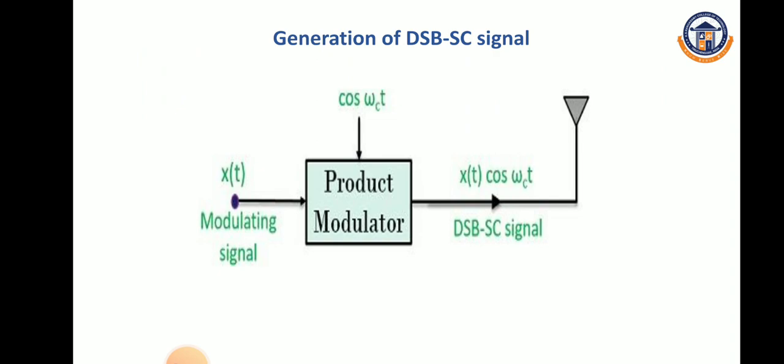So this is the generation of DSB-SC signal. Here we have the input of the modulating signal for the product modulator, and the other input is the carrier, that is cos omega c t. If you give both inputs to the product modulator, you will get the DSB-SC signal in the output, that is x of t cos omega c t.